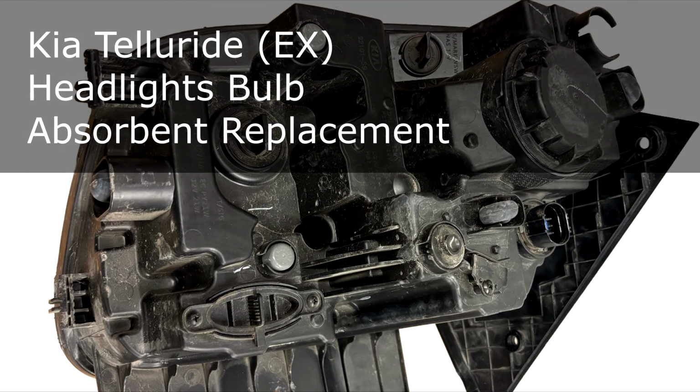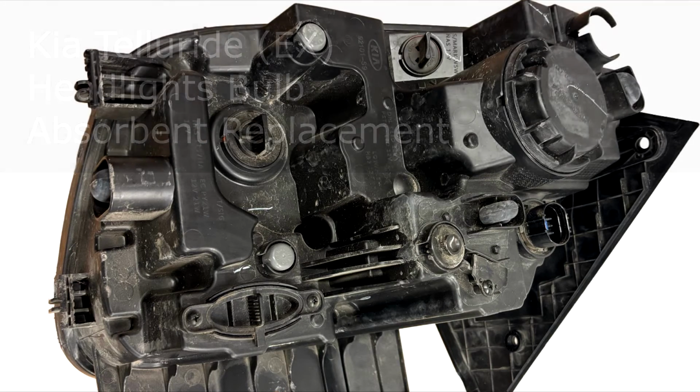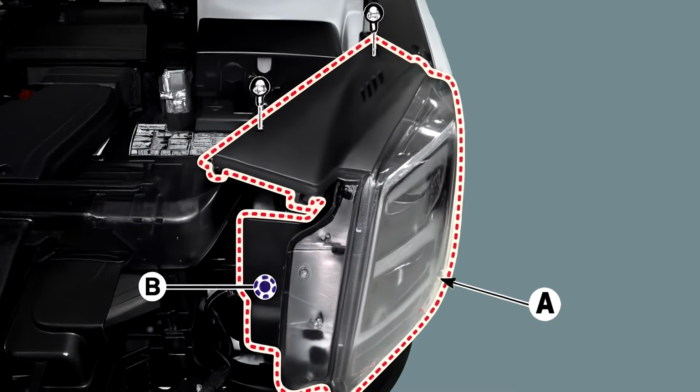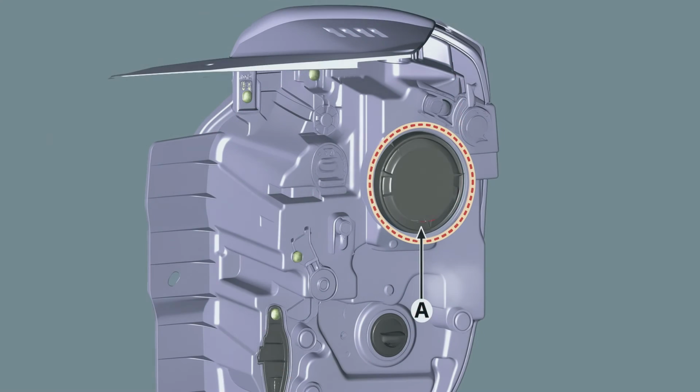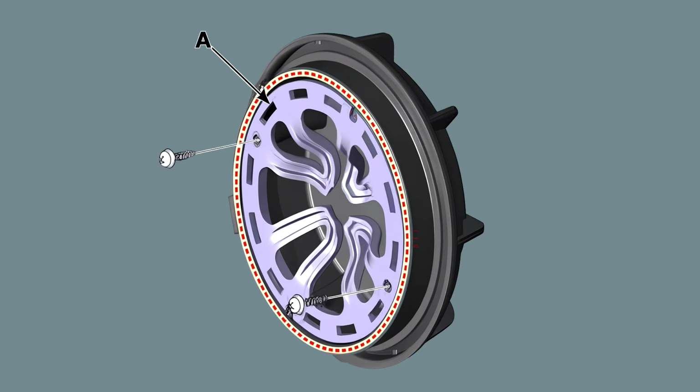Headlights bulb absorbent replacement. 1. Remove the headlamp assembly. Refer to the beginning of the video for a detailed walkthrough of this step. 2. Remove the dust cap, A, by turning it counterclockwise. 3. Remove the bracket, A, by loosening the screws.